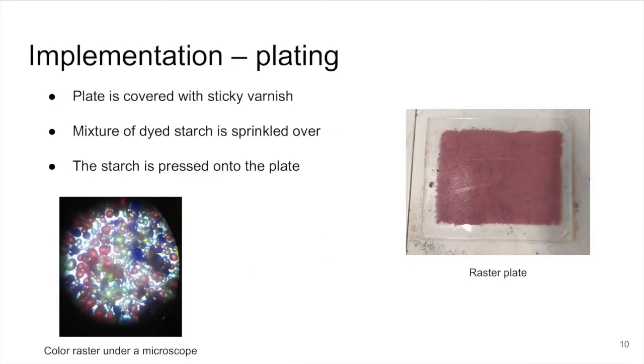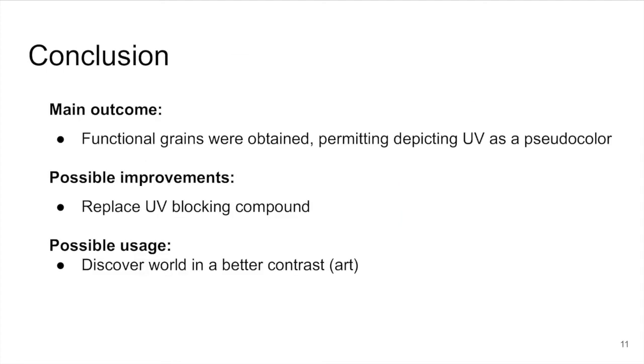To make the raster plate, we've coated a transparent plate with rubber-based varnish, then sprinkled the mixture of colored starch particles over it and pressed, thus creating the color raster needed. So, to make a conclusion, we have obtained a functional color raster which can be used to depict UV light as a pseudocolor. Although we have not obtained any images, the evidence given leaves no doubt that it's possible.